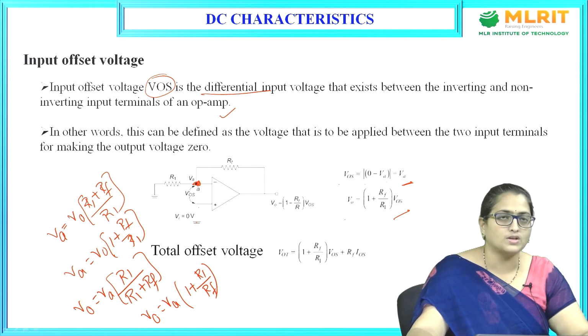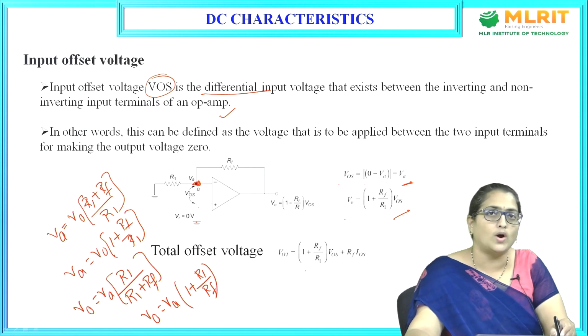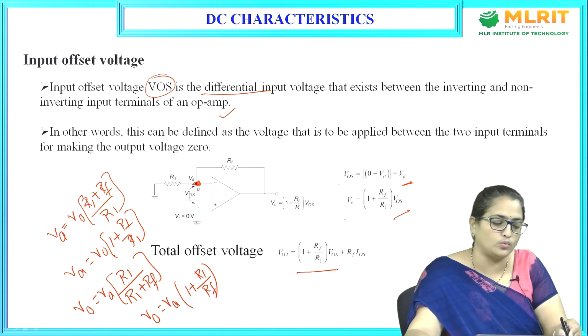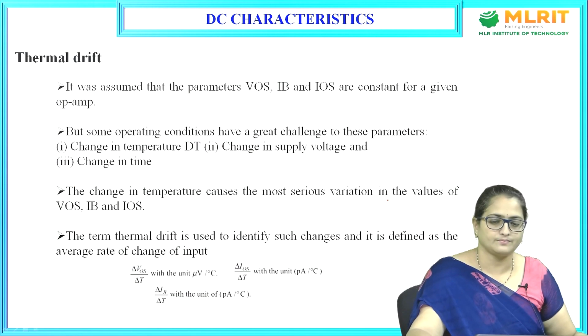VOS is the magnitude difference between the two input voltages. So total offset voltage is given as 1 plus RF by R1 into VOS plus RF into IOS, which we have derived in input offset current. So total offset voltage is given as VOT is equal to 1 plus R1 by RF into VOS plus RF into IOS. And the fourth DC characteristic is thermal drift.